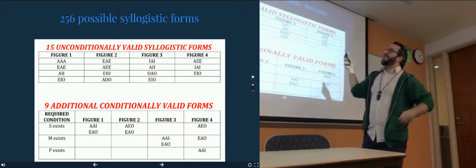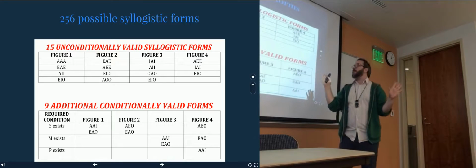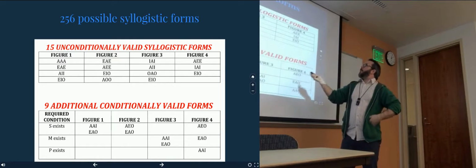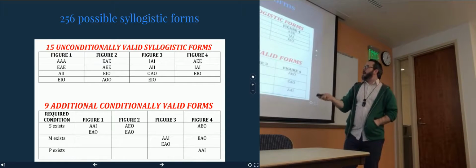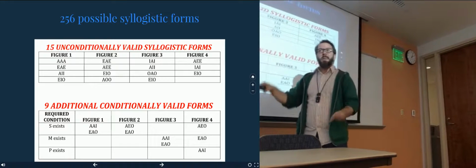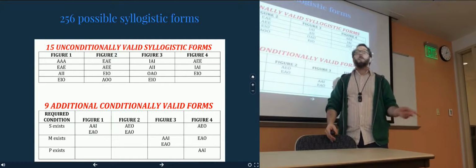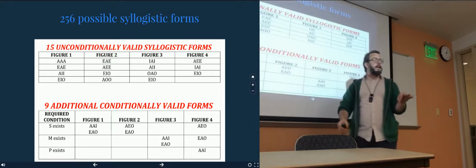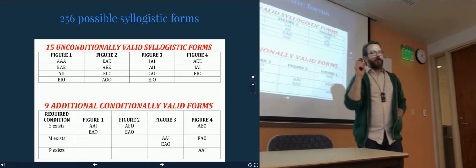Of the 256 different possible combinations and permutations of mood and figure, 15 of those are what are known as unconditionally valid. We also have this additional 9 conditionally valid syllogistic forms. Didn't get into that at our last meeting. What the difference between those two are, we're not going to get into it at this meeting either. But Wednesday, we're totally going to get into the difference between conditionally valid and unconditionally valid syllogistic forms.